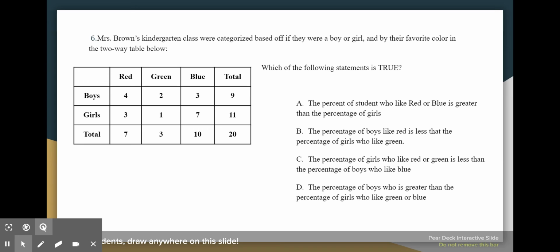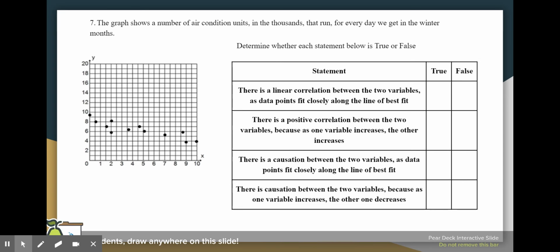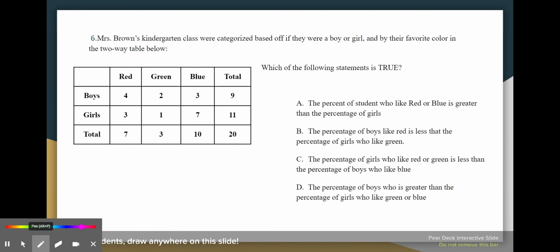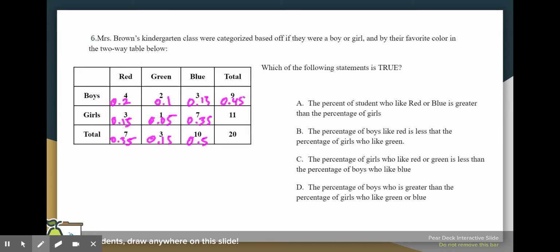So the first one, we have 4 divided by the total, which is 20, so that's 0.2. Then 3 divided by 20 is 0.15. 7 divided by 20, 0.35. 2 divided by 20, 0.1. 1 divided by 20, 0.05. Then 10 divided by 20 is 0.5. 9 divided by 20 is 0.45. 11 divided by 20 is 0.55.